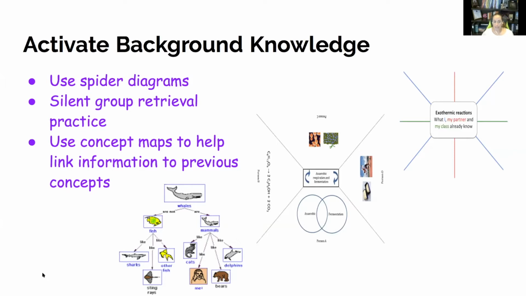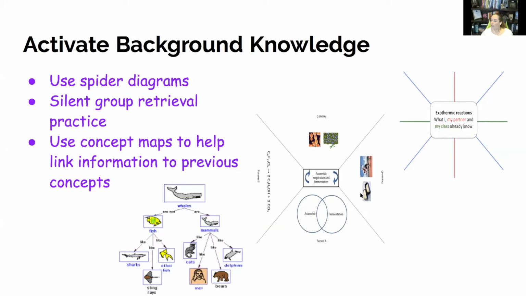Another one that we can talk about is silent group retrieval practice, which is this one right here. In this one, you could do it very different ways, however you would like. You could do it where you have four students. You would write a concept or a vocabulary word, or in this case, anaerobic respiration and fermentation. There are four people, each person has a space, and the teacher put either pictures or a formula. Then the students had to write what they knew about that particular picture in relation to what was in the middle.